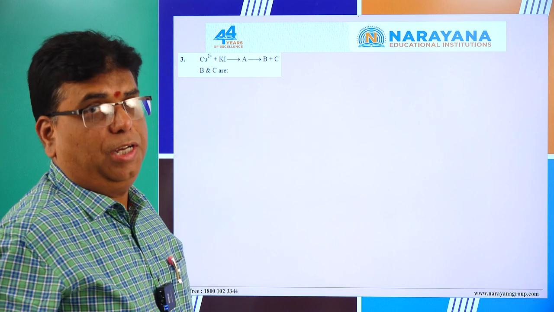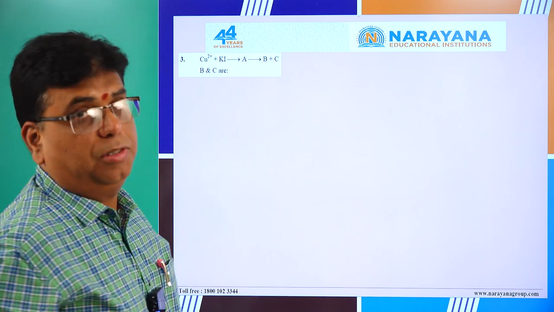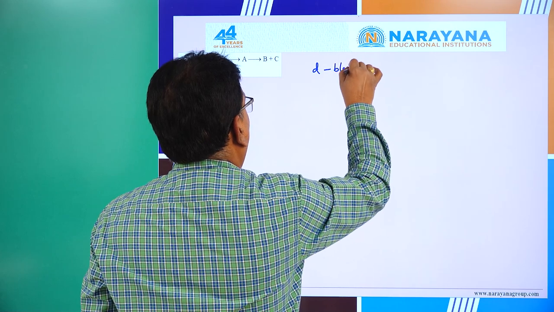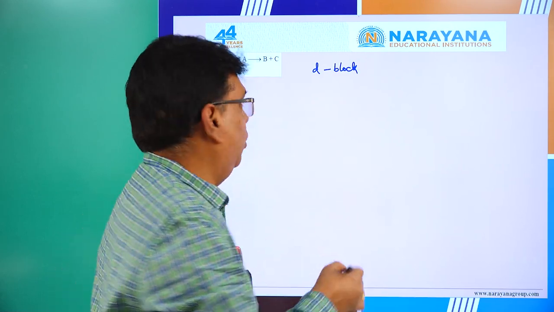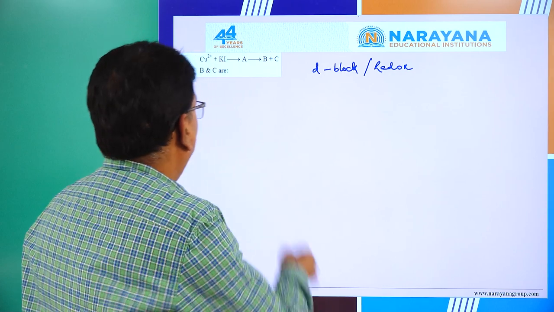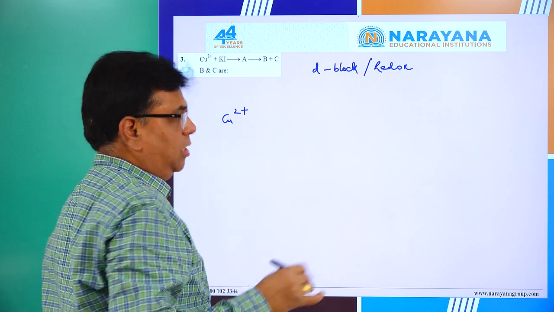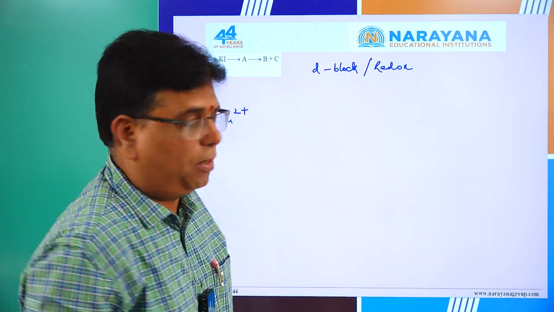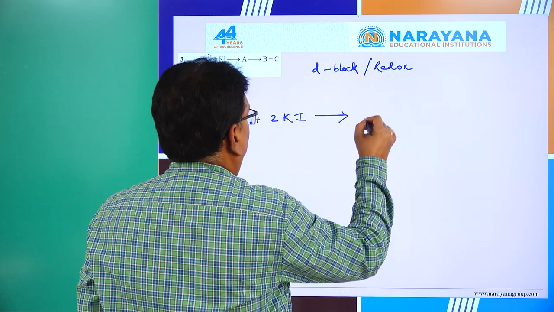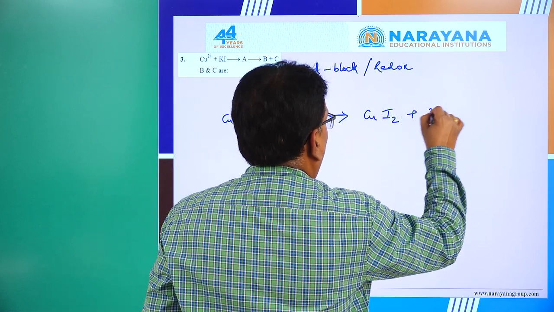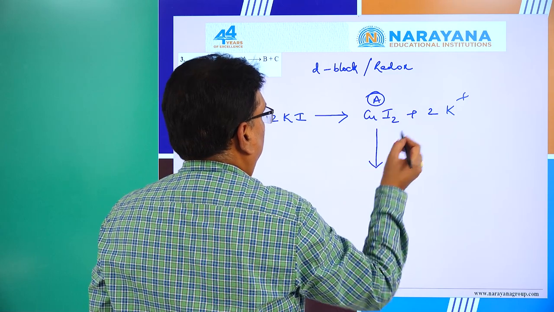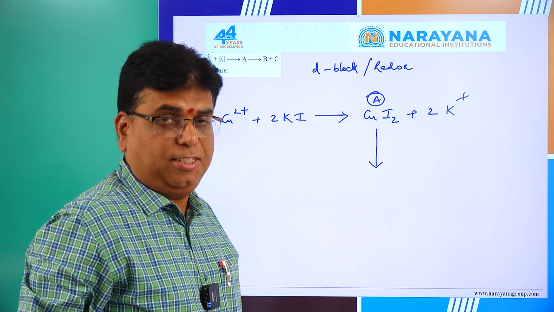Cu2+ plus KI gives A, which further gives B plus C. This is from D block elements, and also part of what we will discuss under redox reactions. The reaction is that Cu2+, which you can take as copper sulfate where copper is in +2 state, plus 2KI will give you CuI2 plus 2K+, with charge balancing. This is your A.